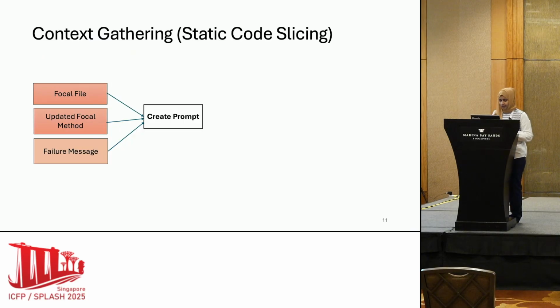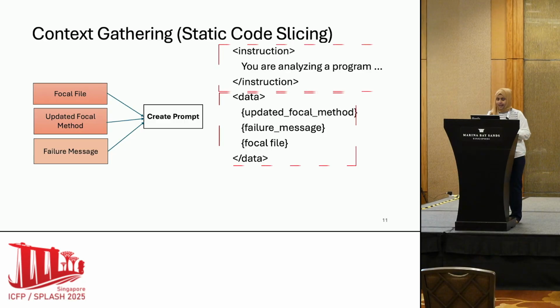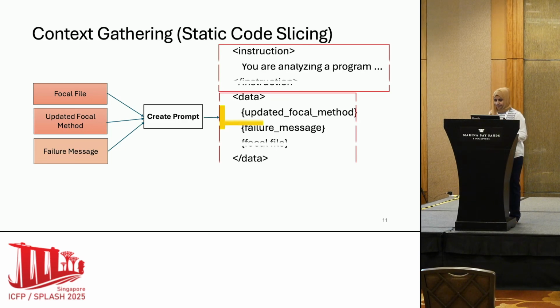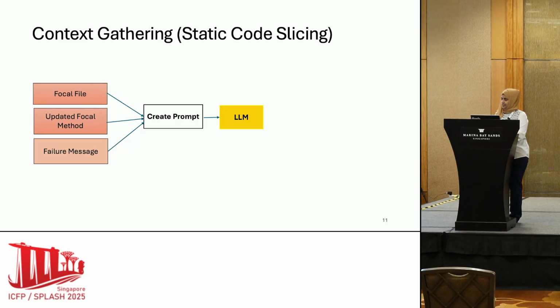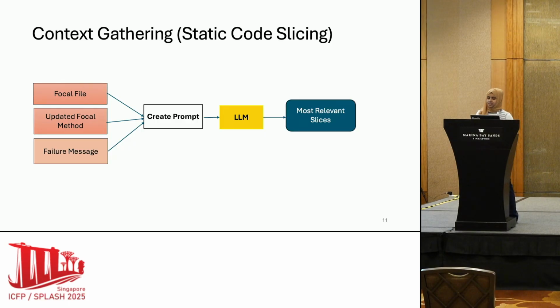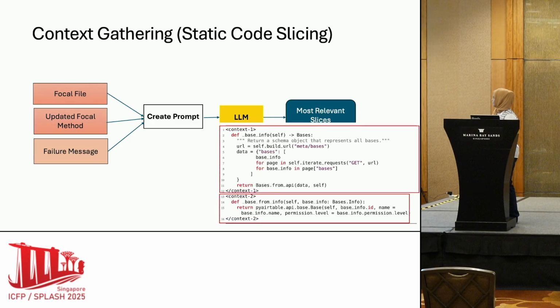So using these three pieces of information, we create again a prompt, and our prompt looks like this. It contains the set of instructions and the data. Then we feed these things to the LLM and it generates the relevant code slices. Our relevant code slices look like this.